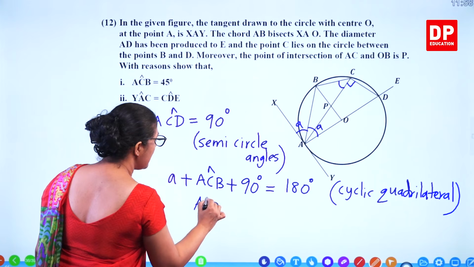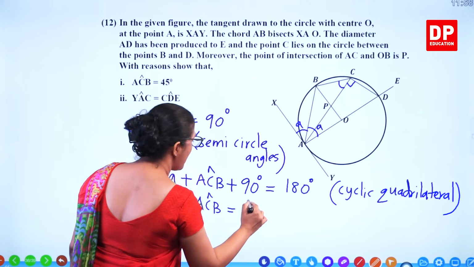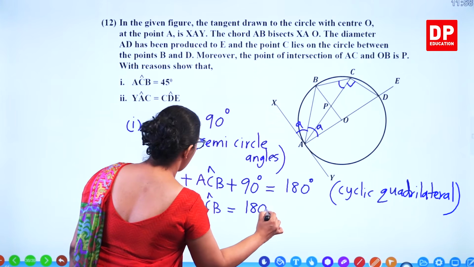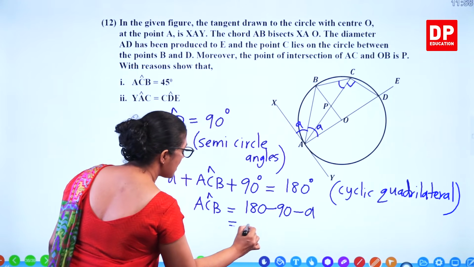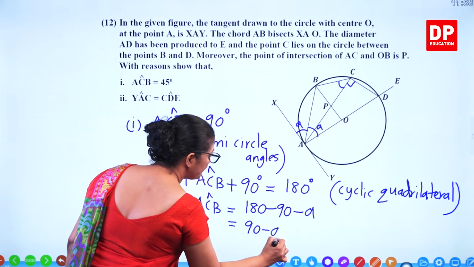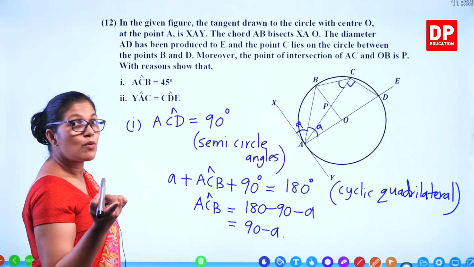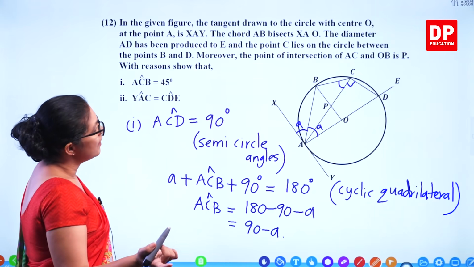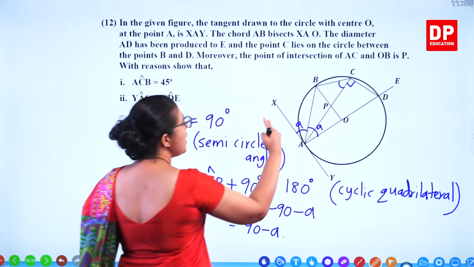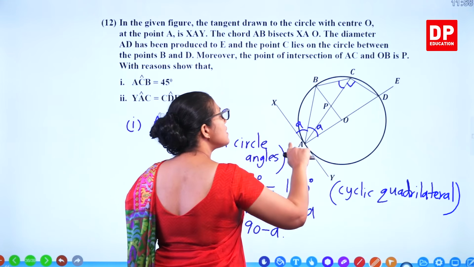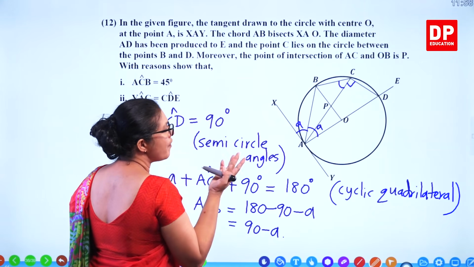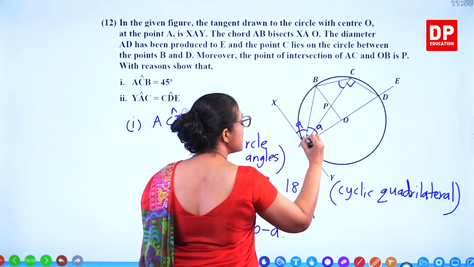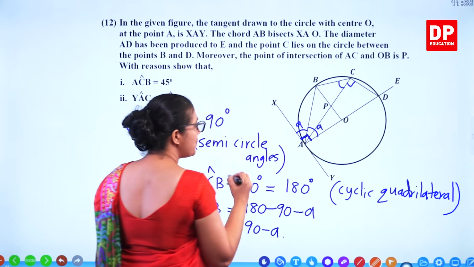So what can you say about ACB? Angle ACB is 180 minus 90 minus A, so that means 90 minus A. We have to show that A equals 45. We can easily show that. We know this tangent is perpendicular to the diameter or radius. So this is 90.